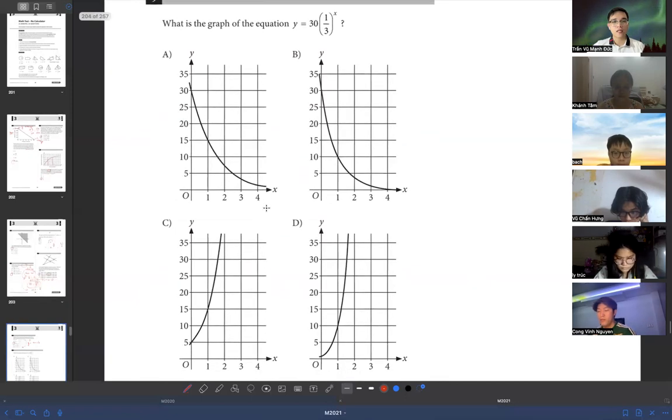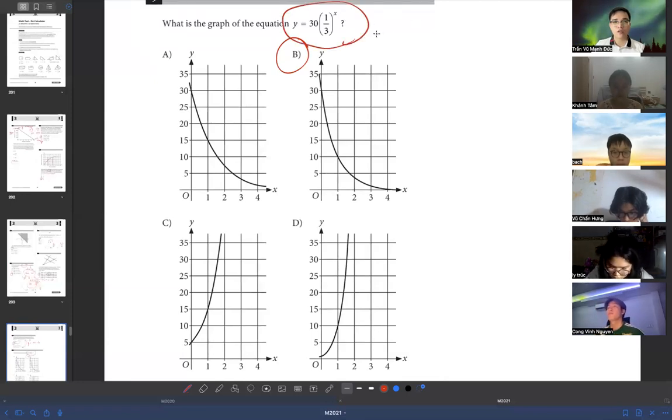Hang on a sec. D. Firstly, B. This one. Yes. Okay. Firstly, can you tell me whether this is a decay or growth? Decay. Why is it decay? Because if x is larger, then the value will be smaller.